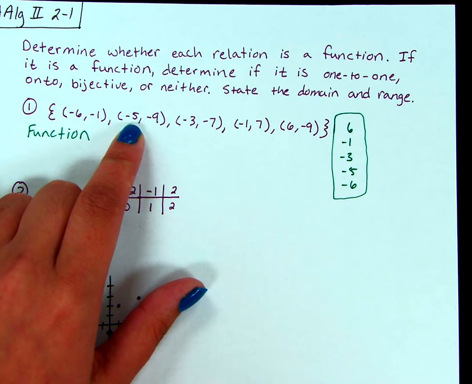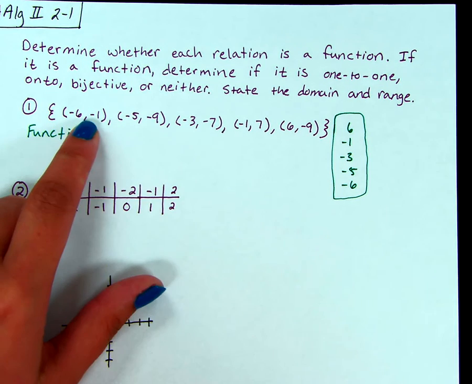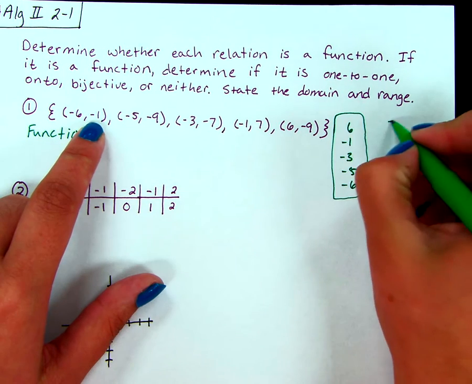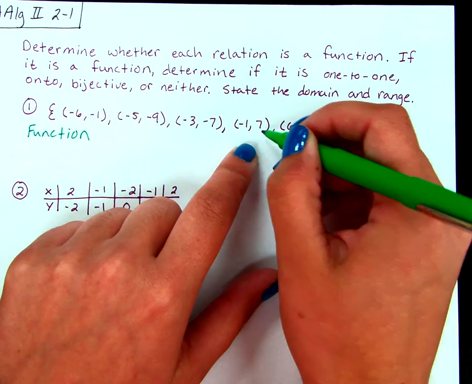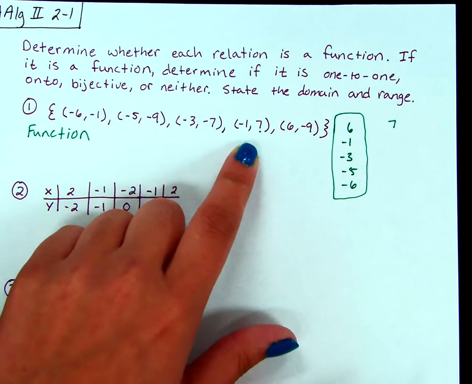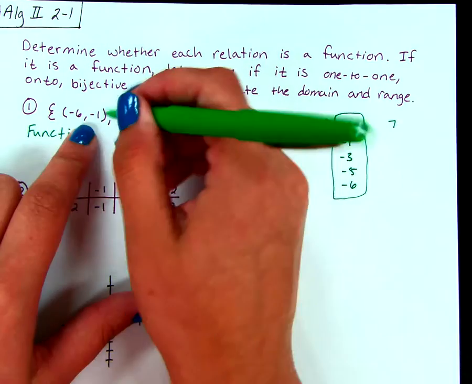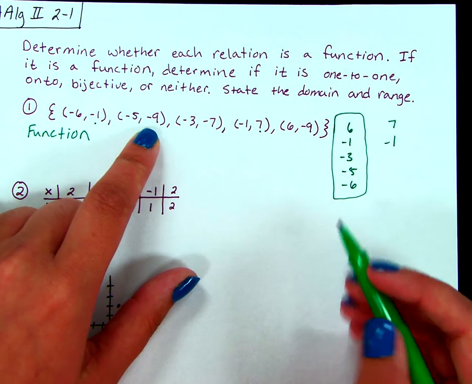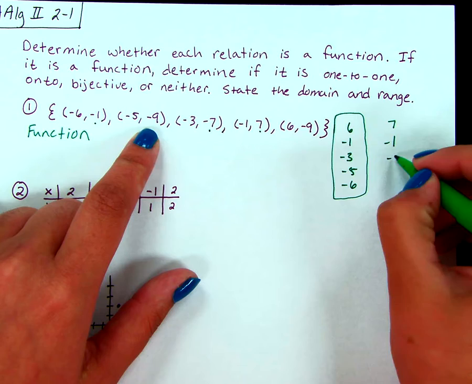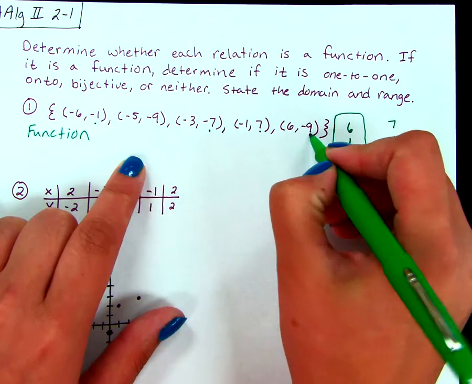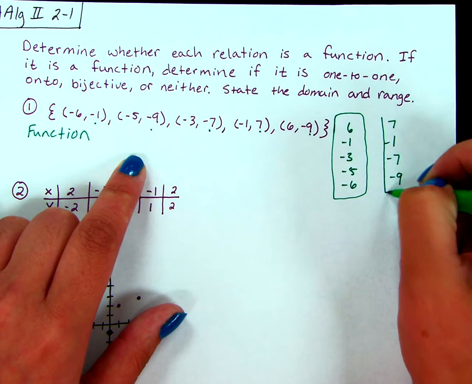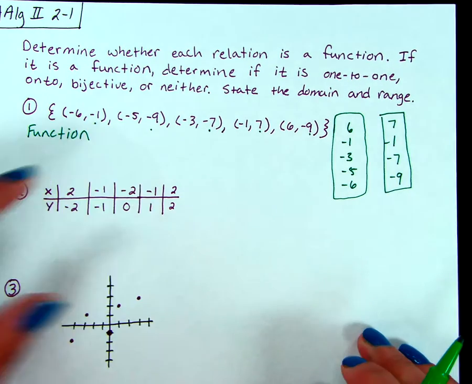And then my y values. So it looks like we have 7 as the largest. So we did 7. I'm just going to put a dot there so I know that I used it. And then our next one is going to be -1. So -1. And then we have -7, and we have two -9s. So I'm only going to write it once. All right, so now let's draw our mapping.